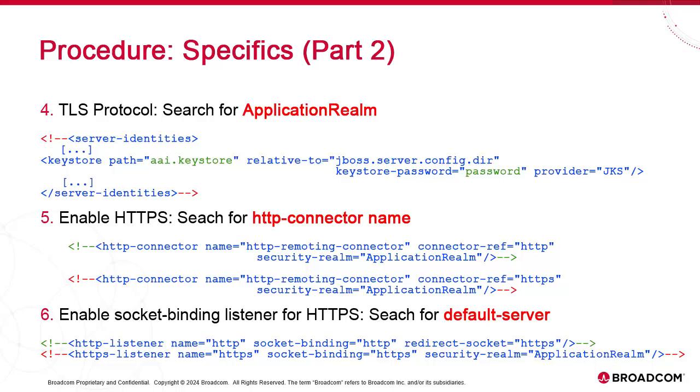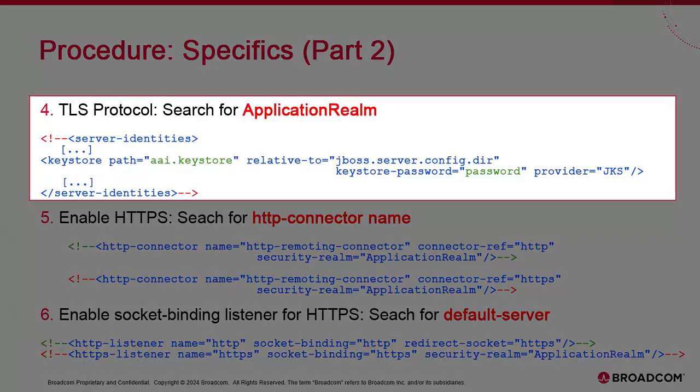4 changes are required in this file, and we've indicated what to look for, what to remove in red, and what to add in green. First, we enable the TLS protocol. For this, we search for the text string application realm. We have an element called server-identities, which is commented out. We remove the commenting to enable the elements.